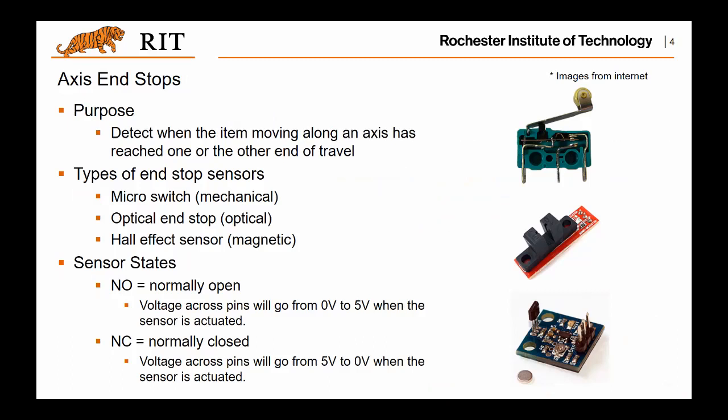So as I mentioned, the sensor system is one of the key components for the microcontroller. Basically, that will detect when the item moving along an axis has reached one or the other end of the travel, because without the sensor, there's no way for the printer to know where this nozzle is. So it has to go through this in the very beginning.